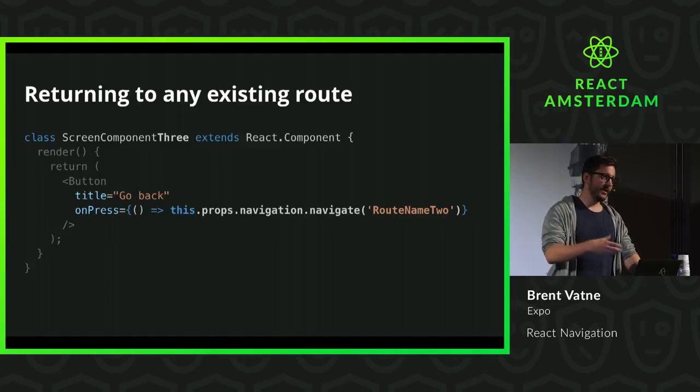So go back is kind of like a generic way of saying, OK, go back. I don't care where we're going back to. Just bring me back to the previous thing. Whereas jumping between screens where you explicitly know where you want to go, that's where you'd use navigate.